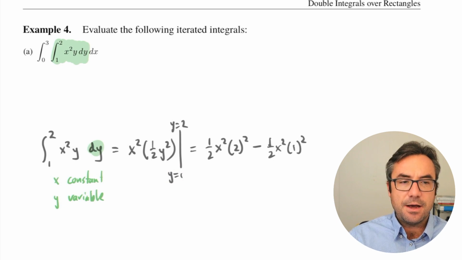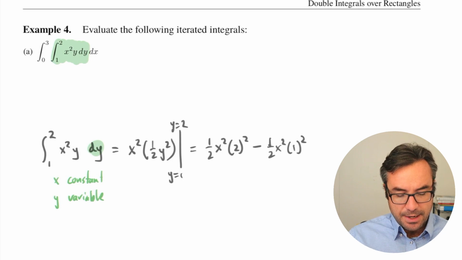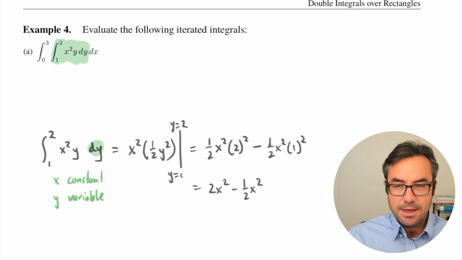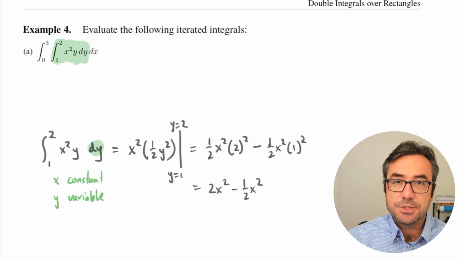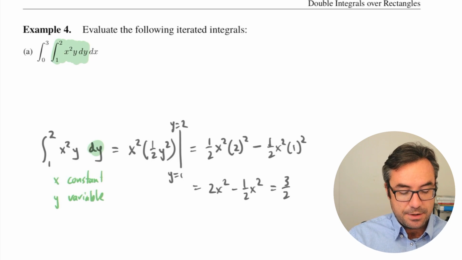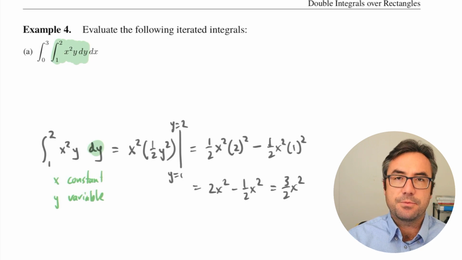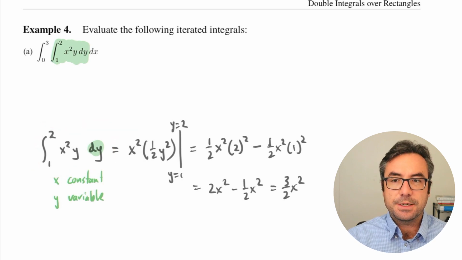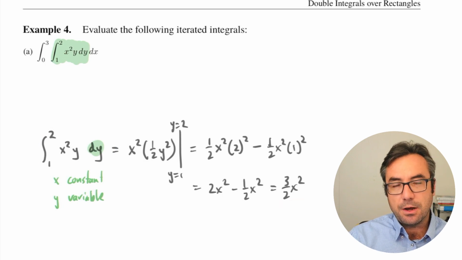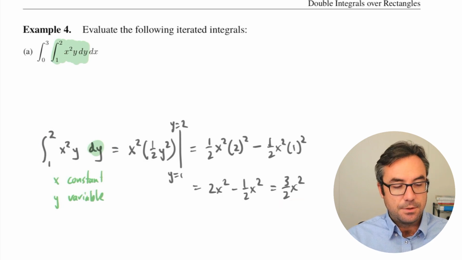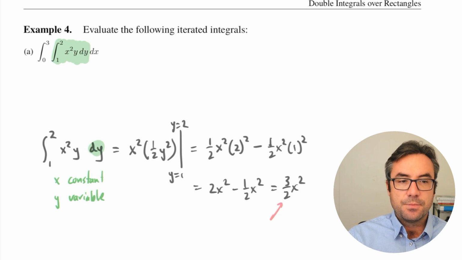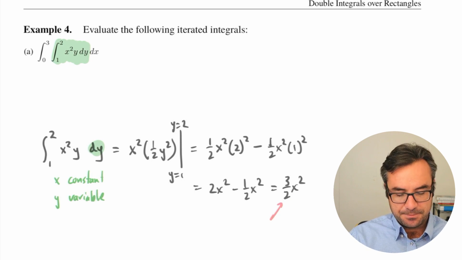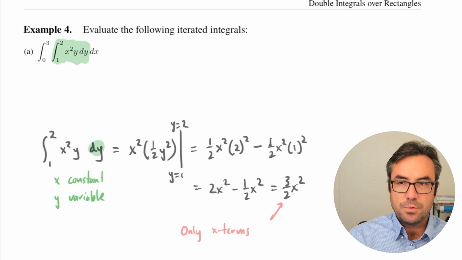So we get 1/2 x squared times 1 squared. And if we clean that up, we end up with 2x squared minus 1/2 x squared. And we want to try to simplify this down as much as possible. So if we go a little bit further, we end up with 3/2 x squared. So note, once we do this partial integration here with respect to y, all of the y terms should be gone in our result. So just a little note here about our result. Only x terms and constants should be left. All the y's should be gone.